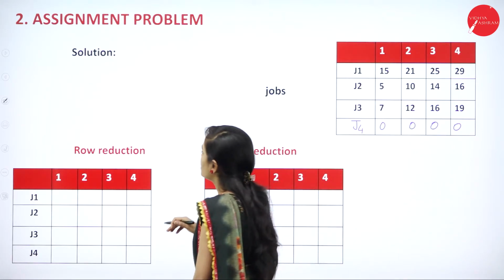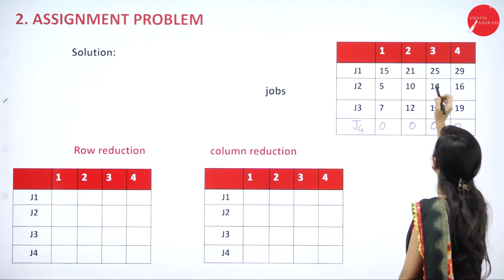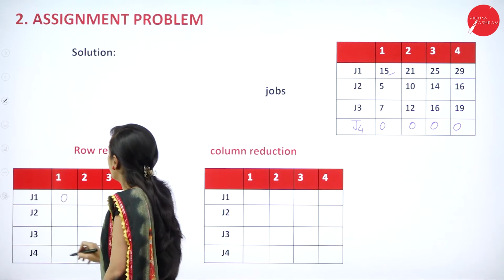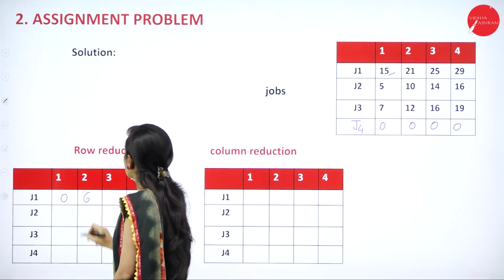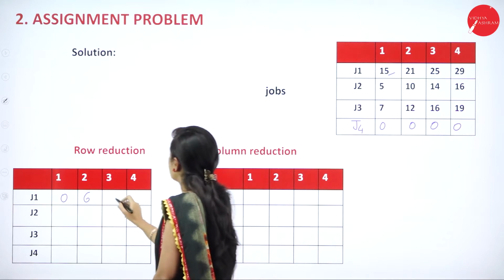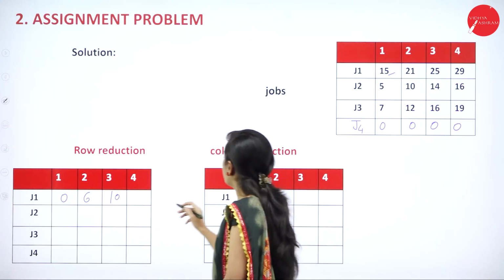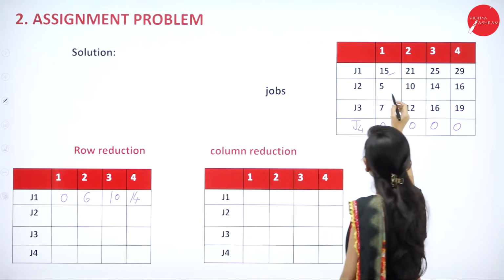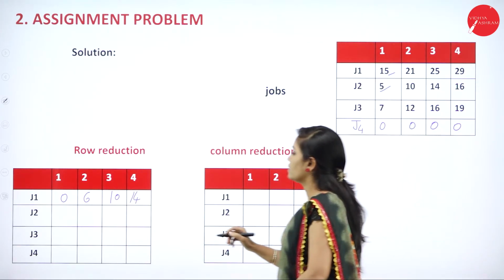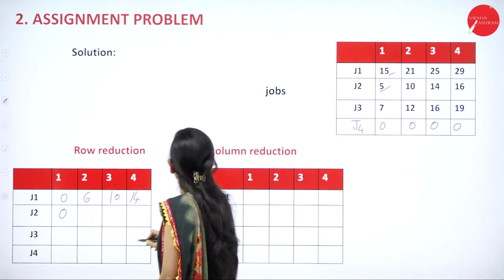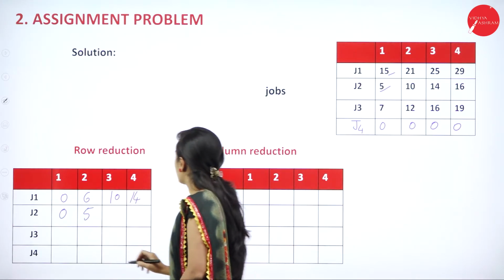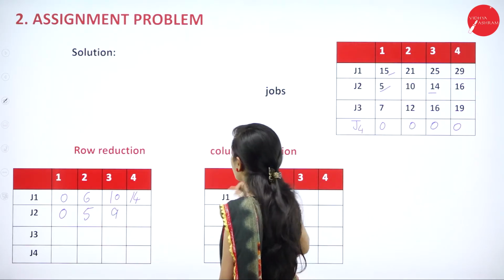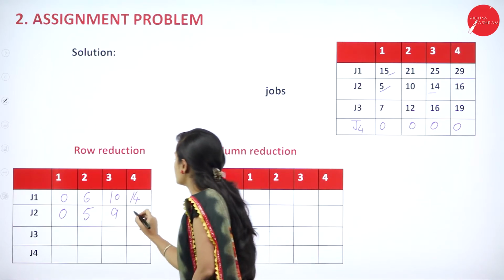So row reduction. In the first row the least value is 15. So 15 minus 15 is 0. 21 minus 15, 6. 25 minus 15 is 10. And 29 minus 15 is 14. And in the second row, the least value is 5. So 5 minus 5 is 0. And 10 minus 5, and the third value is 14 minus 5 is 9. And the last value 16 minus 5 is 11.